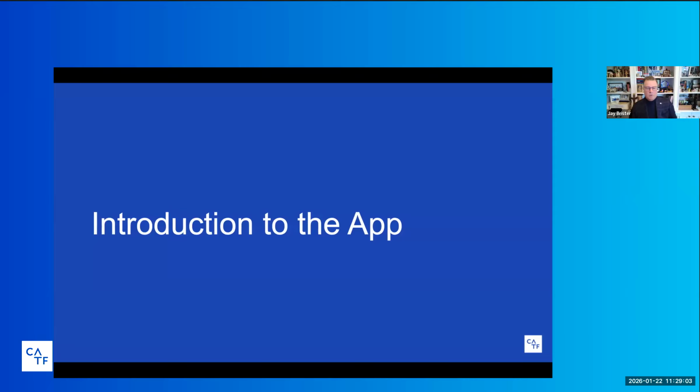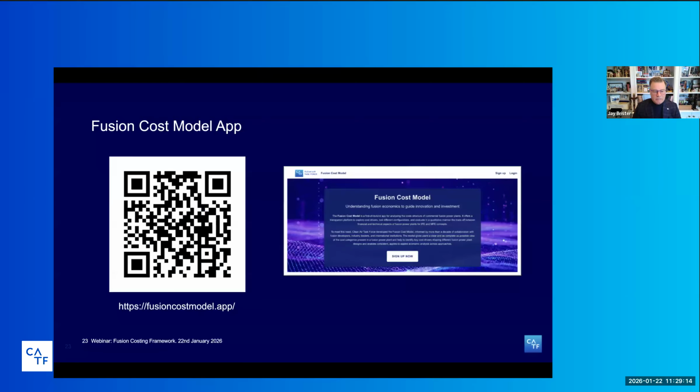Hi, folks. I'm going to walk you through just what you're going to see when you get over to the app and begin to interface with the app. So, Jack, let's go to the next slide, please. So here's a QR code, and you can see the web address there for the model itself. Let's go ahead and go to the next slide, Jack.